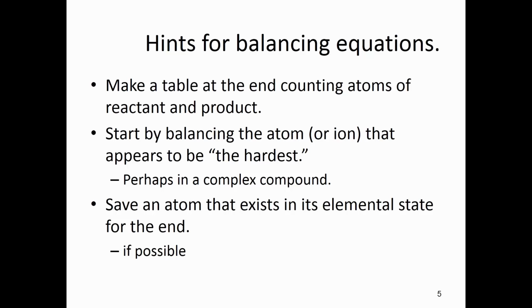I want to talk about a couple of hints on how to do this, and then we'll go through some examples. When you're doing this, I would recommend making a table as you go that's counting atoms of reactants and products. This will help you make sure as you make changes, you're not changing something in a way that makes your previous answer incorrect.